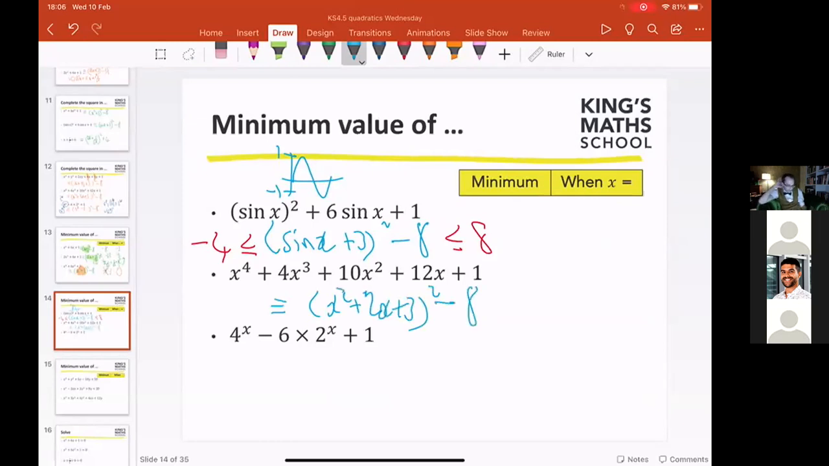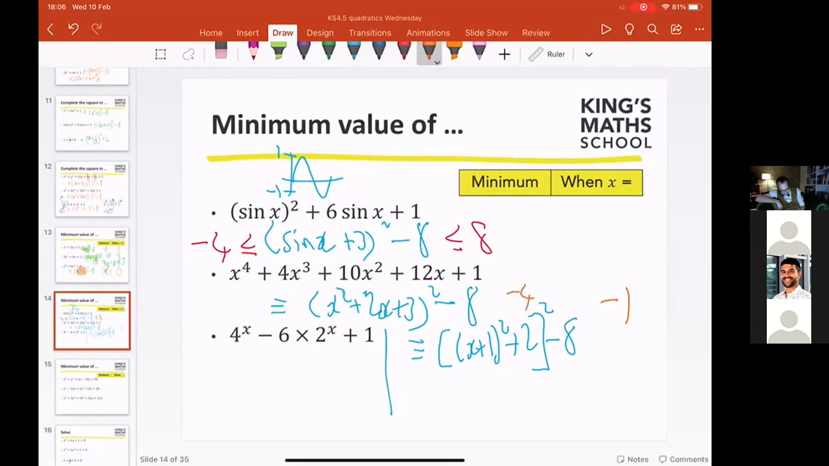So what's the minimum? Oh, well, the minimum is going to be -8 when what's in the bracket equals 0. But what's in the bracket doesn't equal 0, because if I complete the square on that, I get ((x + 1)² + 2)², take away 8. So complete the square on the quadratic inside the bracket. So the minimum is going to be when x is -1, I'm going to get -1 plus 1 is 0, and then 2 squared is 4, and then take away 8 is -4. So the minimum is -4 when x is -1.